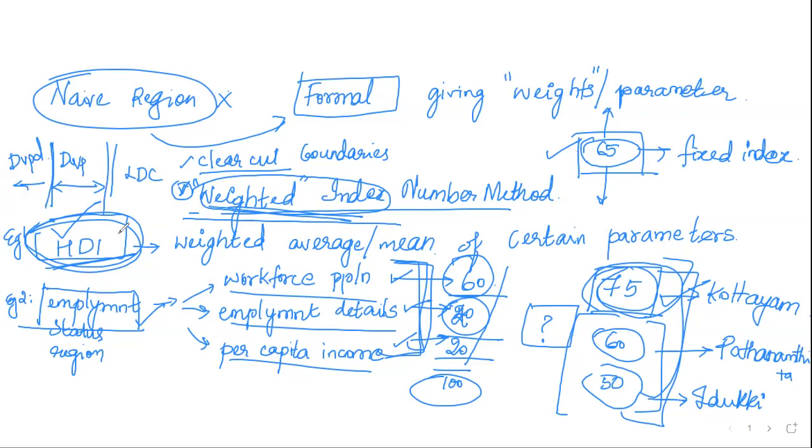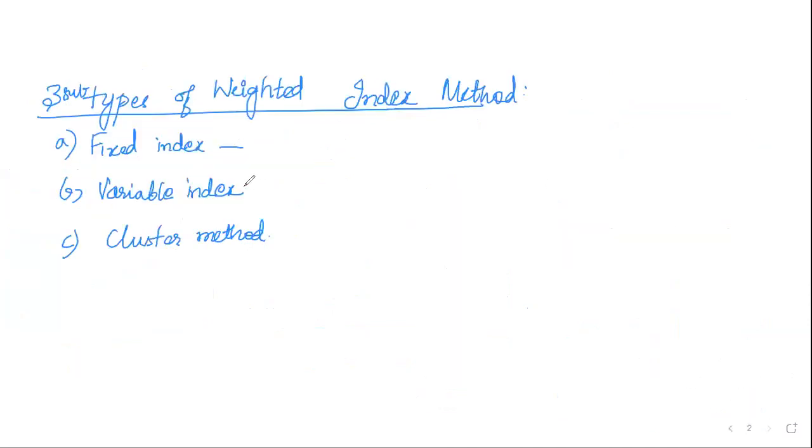Now that is an example of the fixed index method. They are fixing an index and they are telling that whoever is greater than this value will be developed countries, whoever is less than this value will be developing countries, and even if they are lesser than another fixed index, they will be counted as least developed countries. So that is basically the fixed index method. Okay, now coming to the variable index method. So here what happens is, suppose let's say that I have two regions.